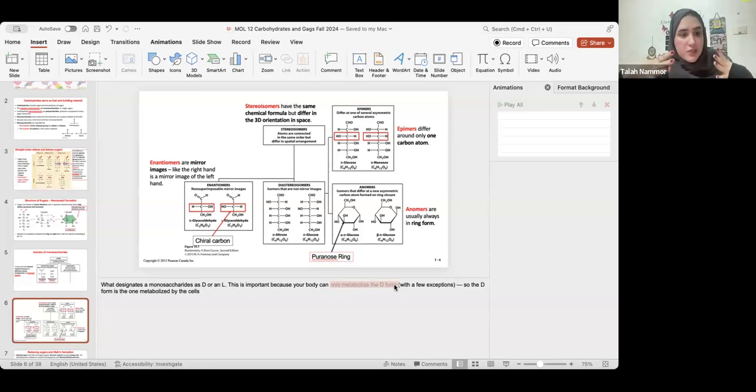Some exceptions are okay, but listen, the thing you're talking about is amino acids. Amino acids are different than glucose. We're talking here about carbs. For carbohydrates, D is the form that we can metabolize and digest in our body. L is not the form that we can digest. Whatever the other doctors told you about amino acids is different. Is this clear?